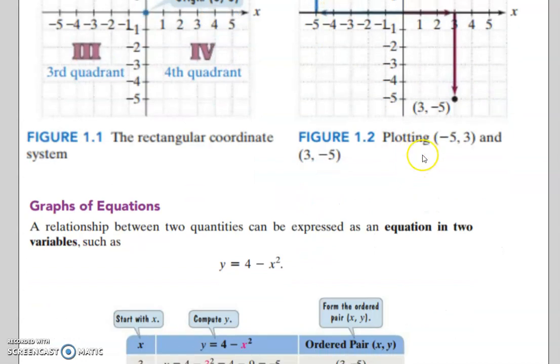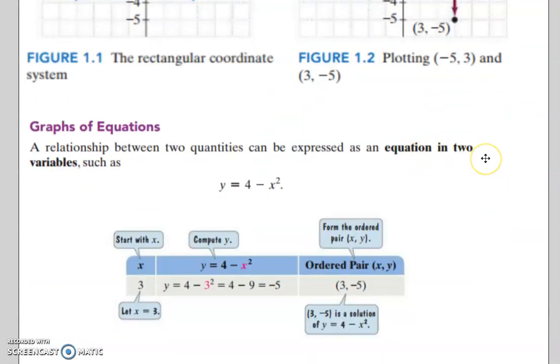Graphs of equations are really just the relationship between two quantities, x values and y values. We call the x values the input and the y values our output, okay? So if here we had this equation, and I wanted to figure out when x is 3, what is y? To compute y, I just take that 3 and put it in for my x. Then that creates an ordered pair. When x is 3, my y is -5, because I put 3 into the equation, so I get 3 squared, which gives me 9. Then 4 minus 9 gives me -5, which creates this ordered pair.